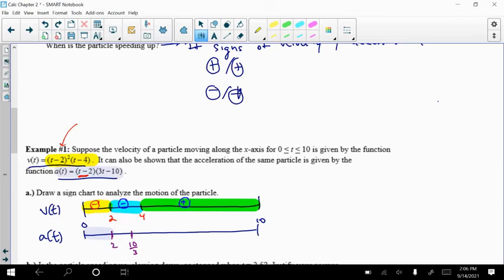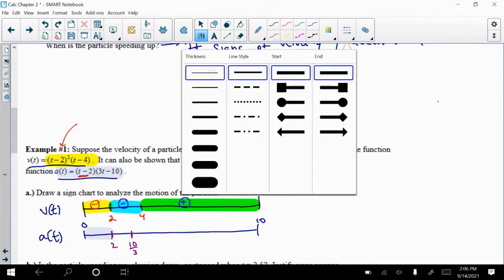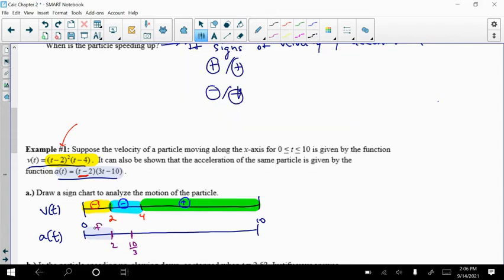So 1 minus 2 is negative 1. 3 minus 10 is negative 7. So I have negative 1 times negative 7, which is actually a positive 7. And not that I care that it's necessarily 7, but the fact of the matter is that it's positive. So I know this is positive.